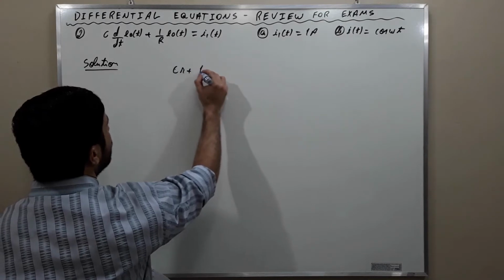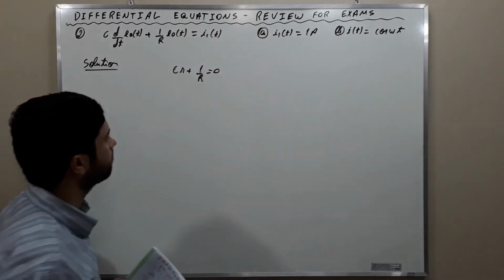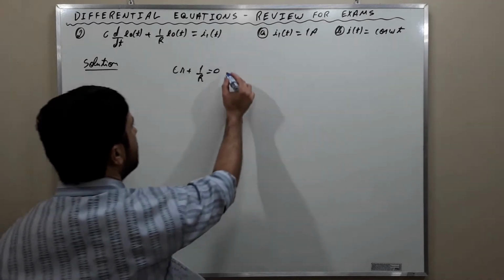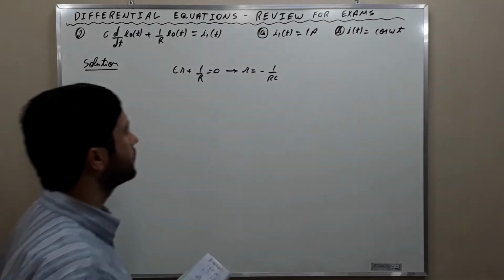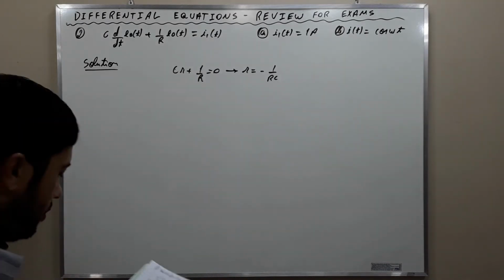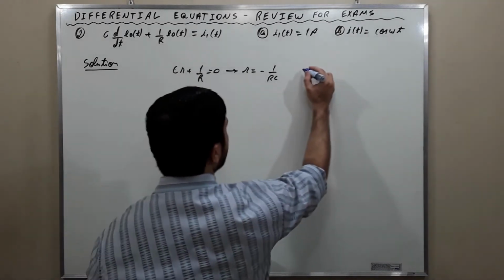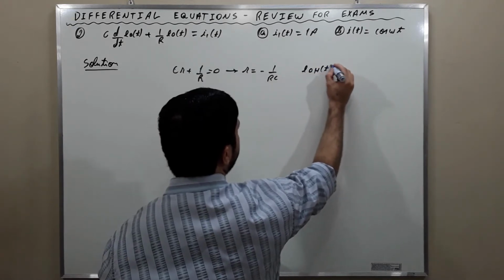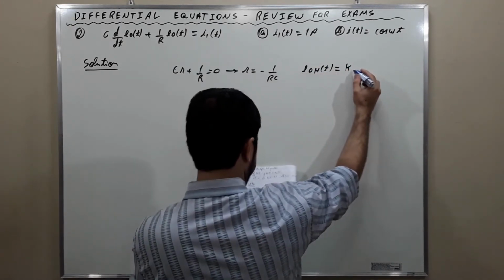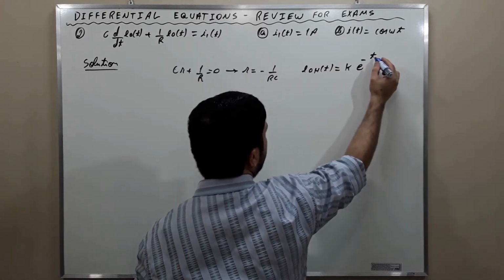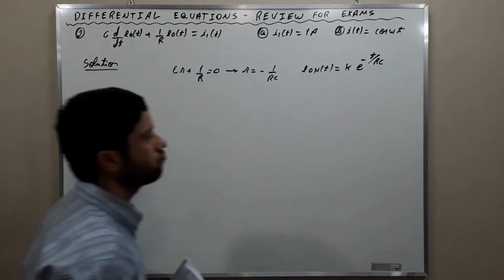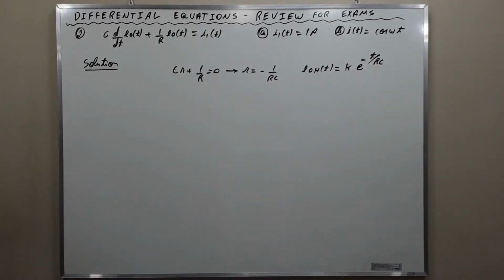CR plus 1 over R is equal to 0, and it leads to r equal to minus 1 over RC. And the homogeneous solution is of the sort E0h of t equal to k times e raised to the power of negative t over RC. Okay, this is the homogeneous solution. Now, let's calculate the particular solution for both cases. Letter A first.